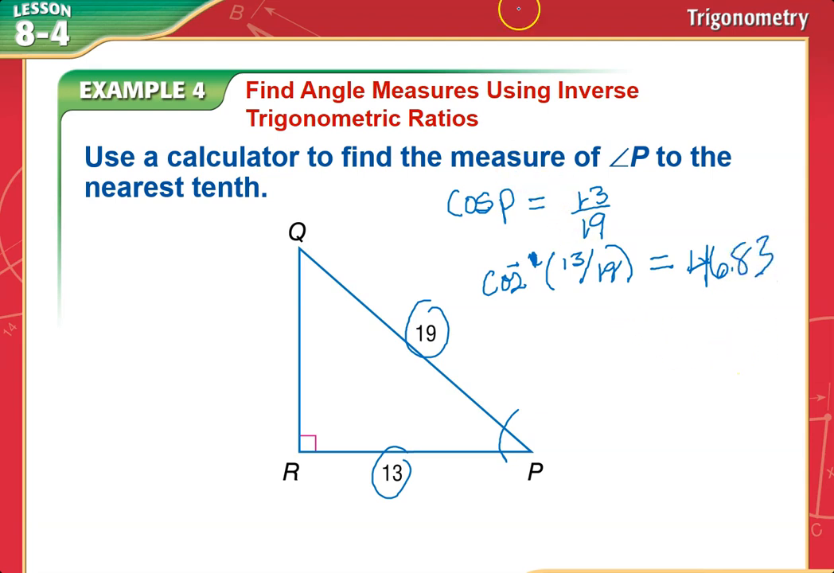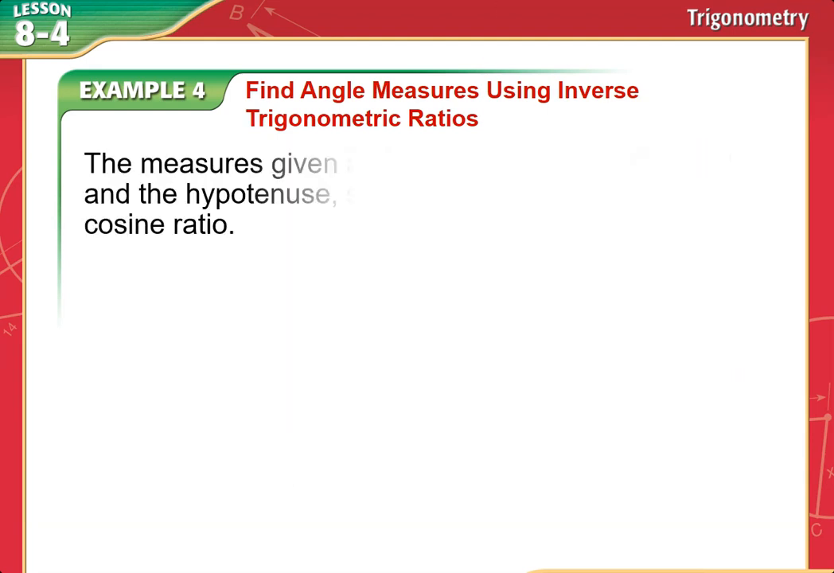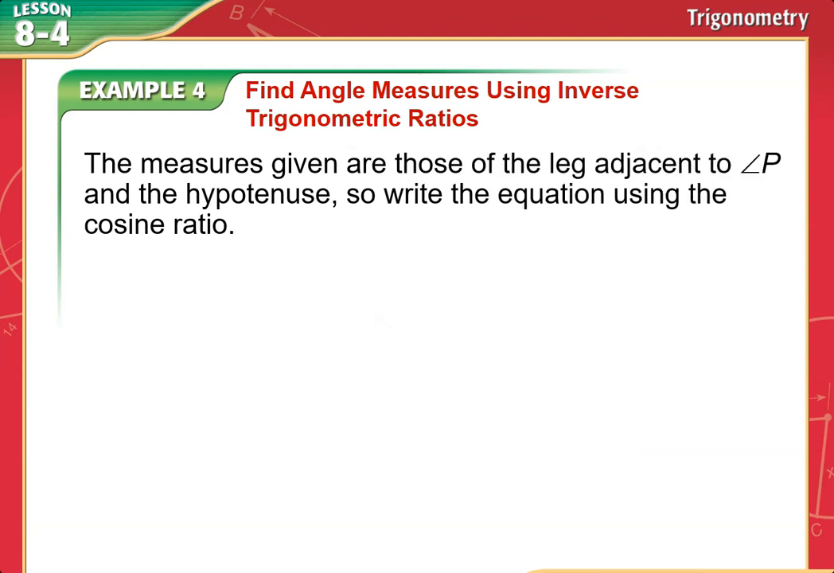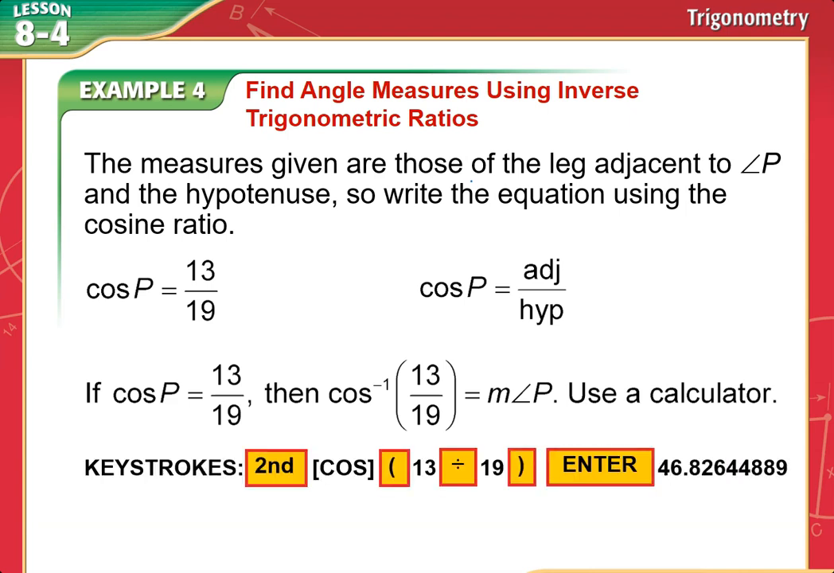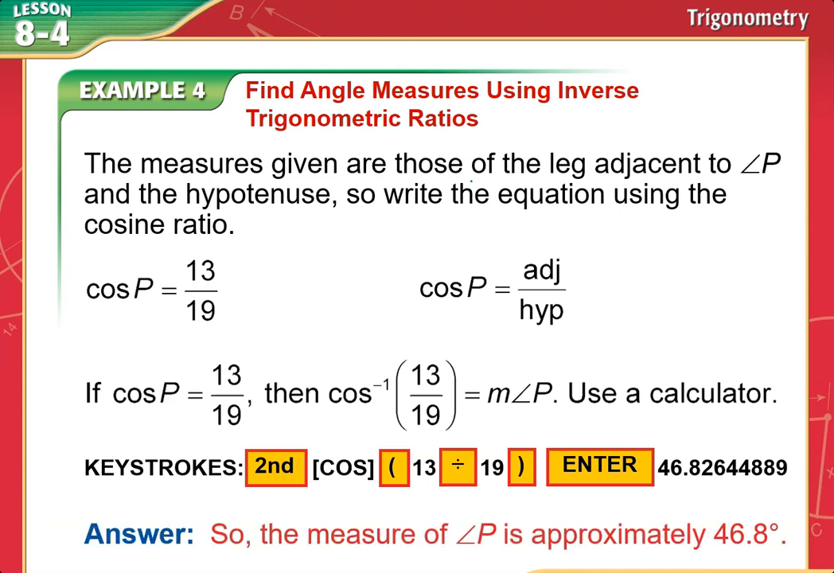All right, let's see how they solved it. Okay, so there it is. Then they use inverse cosine. We use a calculator. And 46.83. I said 0.83. I rounded to the nearest hundredth. So the measure of angle P is approximately 46.8 degrees.